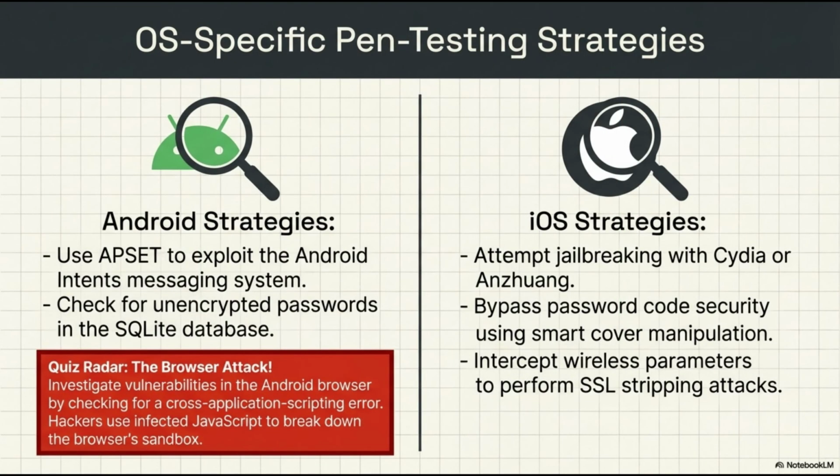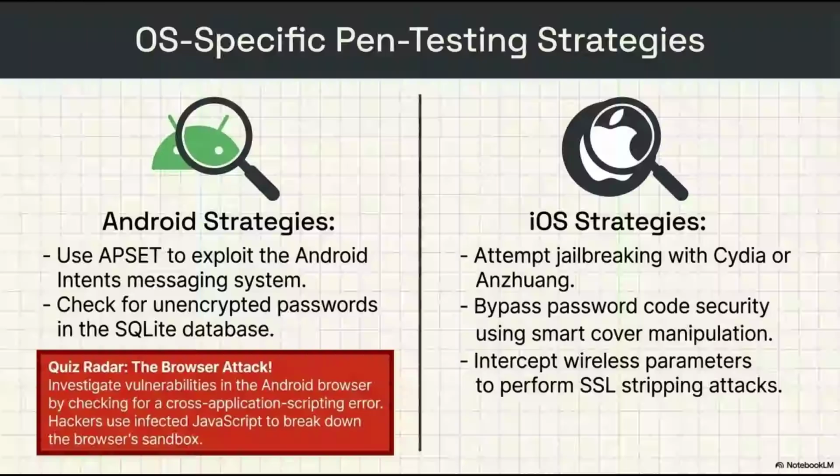If we look at iOS strategies, Apple tactics contrast pretty sharply. Very different. A pen tester might attempt jailbreaking with tools like Cydia or Absinthe. Or they'll try physical workarounds, like bypassing the password code security using a smart cover manipulation. Right, holding the power button while closing and opening the cover to glitch the OS. They also intercept wireless parameters to perform SSL stripping attacks.